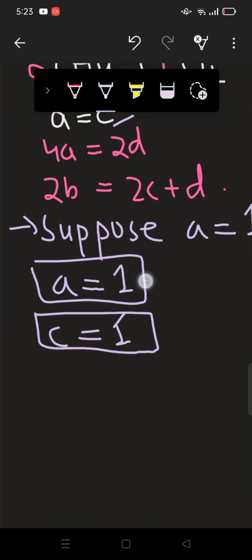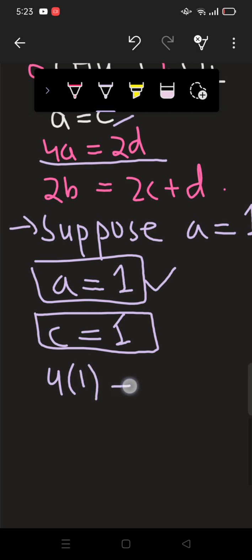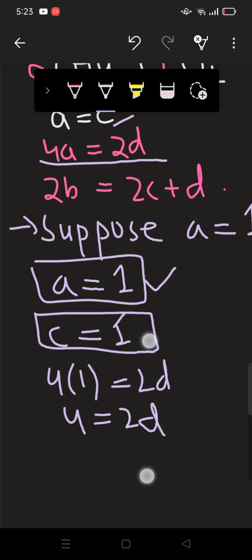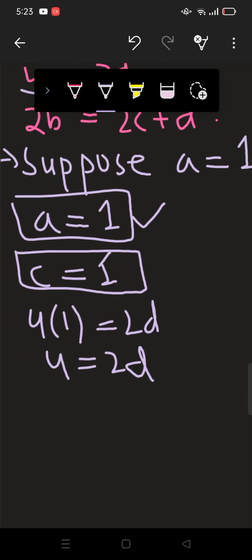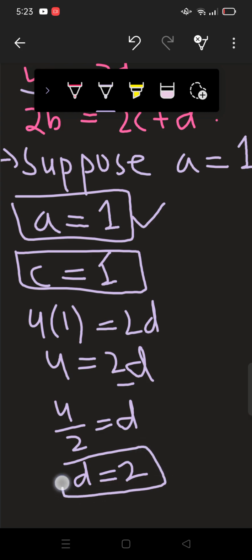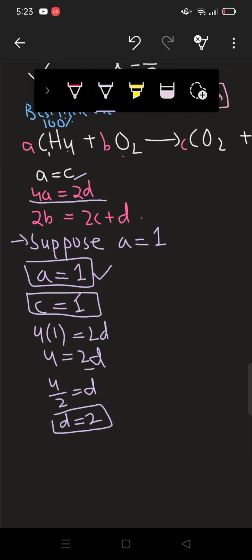Now let's put this A's value in this equation to find the value of D. So 4 times the value of A, which is 1, is equal to 2D. 4 is equal to 2D. When 2 is multiplying here, when we take it there it will be divided. So 4 upon 2 is equal to D. Thus we will be getting the value of D as 2. Right? We have got the value of D as well.